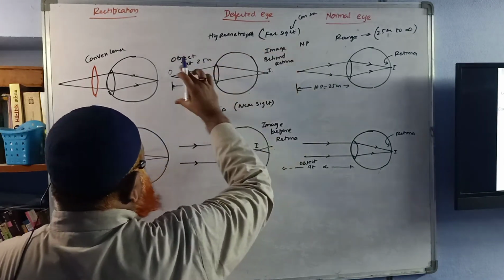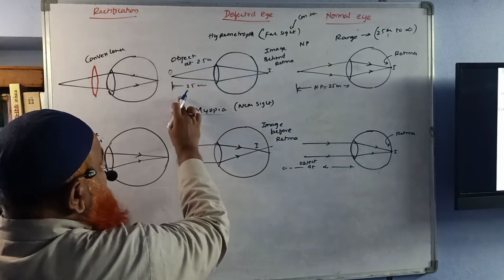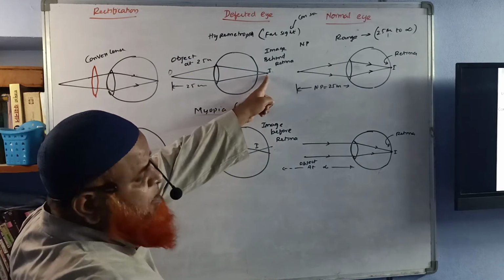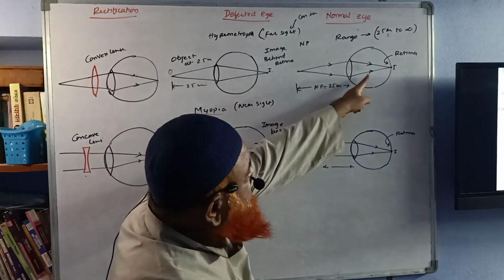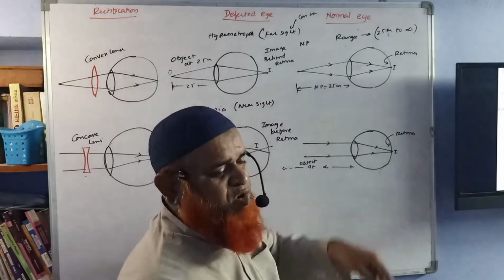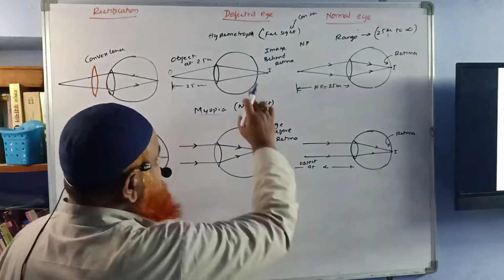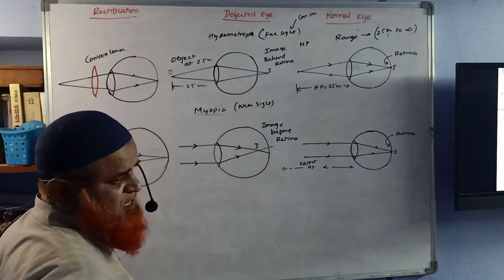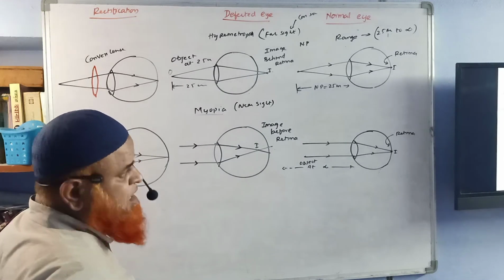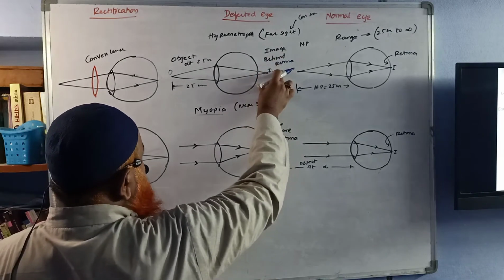Hypermetropia means far sight. A person can see far objects, but if he sees near objects, the image will be formed behind the retina. That means he'll get a blurred image. You get a clear image like a normal eye when the image forms exactly on the retina. Here the image is behind the retina, so you are not going to see the perfect image. It is behind the retina, so you get a blurred image.